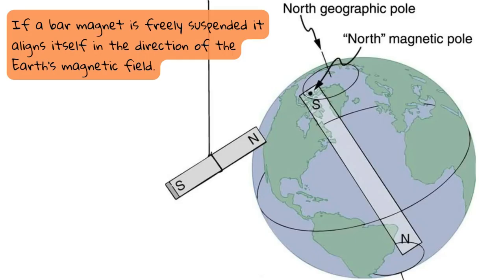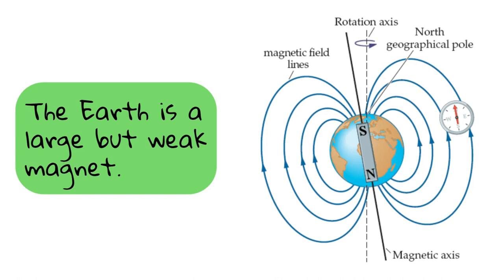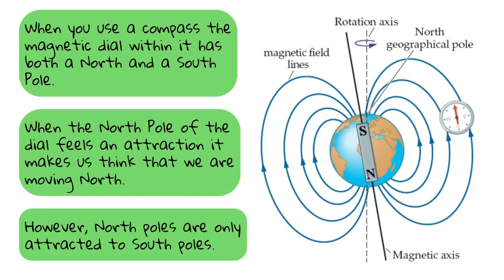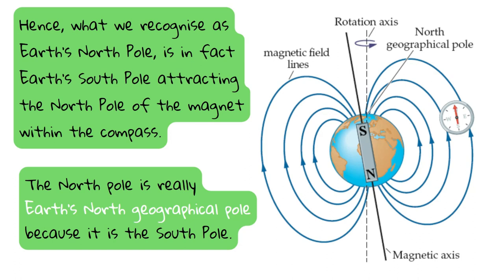If a bar magnet is freely suspended, it aligns itself in the direction of the Earth's magnetic field. The Earth is a large but weak magnet. When you use a compass, the magnetic dial within it has both a north and a south pole. When the north pole of the dial feels an attraction, it makes us think that we are moving north. However, north poles are only attracted to south poles. Hence, what we recognize as Earth's north pole is in fact Earth's south pole attracting the north pole of the magnet within the compass. The north pole is really Earth's north geographical pole or north seeking pole because it is the south pole.